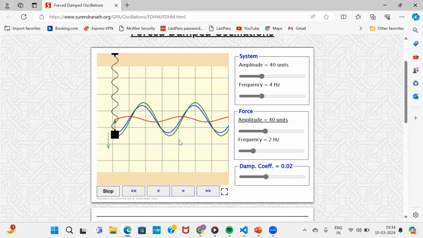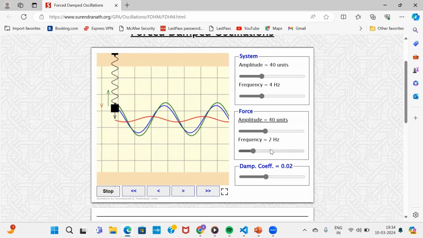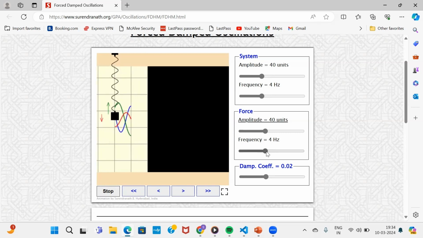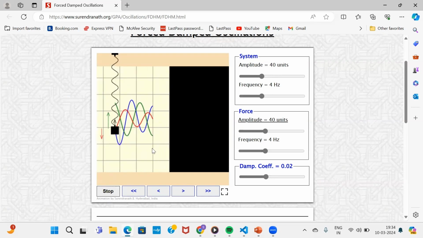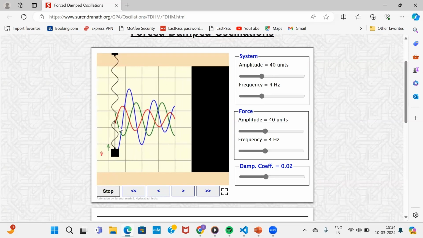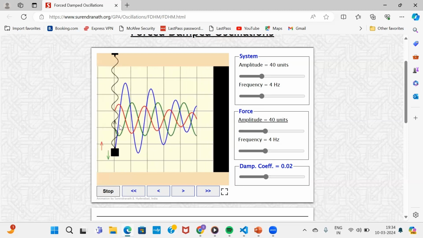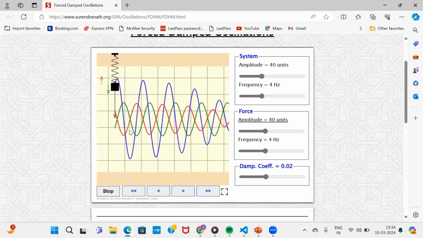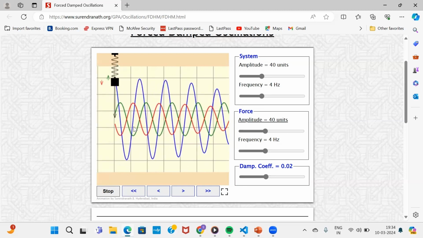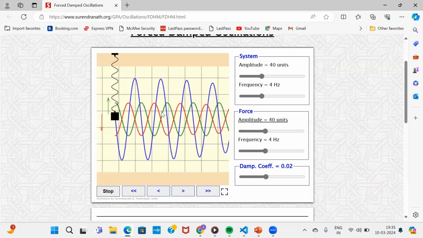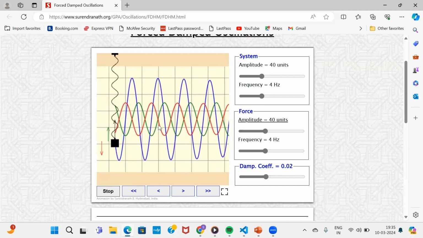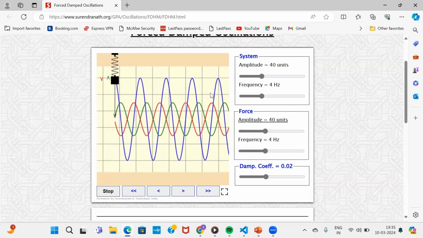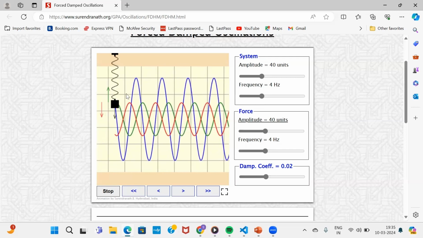But suppose here we apply a frequency of 4 Hz only. Now I will increase the frequency to 4 Hz. Then if you see here, the amplitude increases. Earlier the amplitude was not this much. In this case, if you observe, the periodic force, the green color, and the damping effect, the red color, are equal and opposite, so they cancel out. Now it comes to a stable position and oscillates with the maximum amplitude.